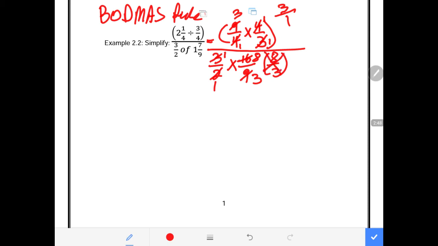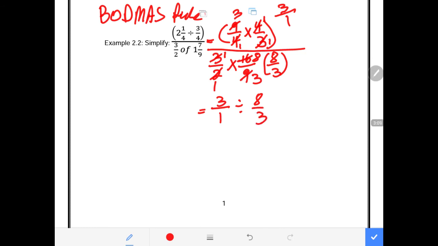But you don't have to write these things, they might make your work look a little bit clumsy, but it's good workings to keep at the back of your mind. So now we come to the next stage of simplification. That means we are left with 3 over 1. Remember that which I've shown there on top. Divide by 8 over 3.